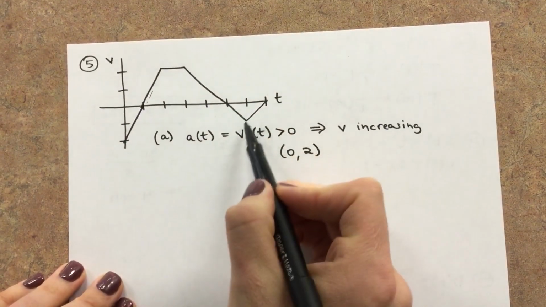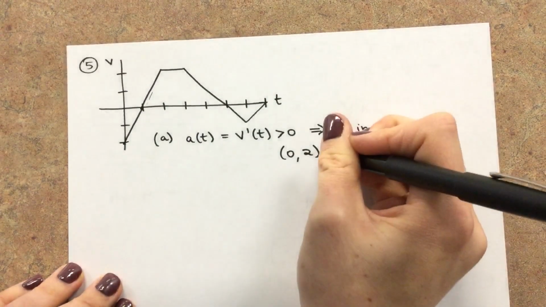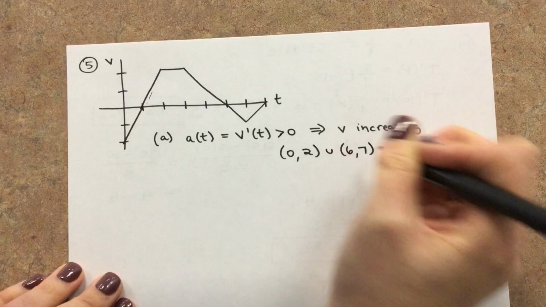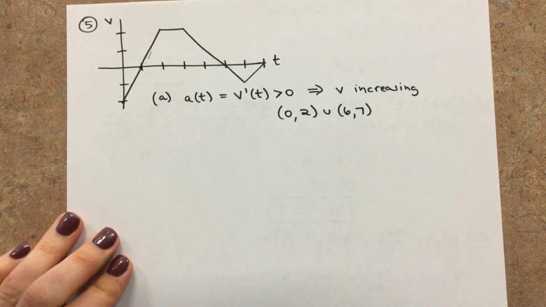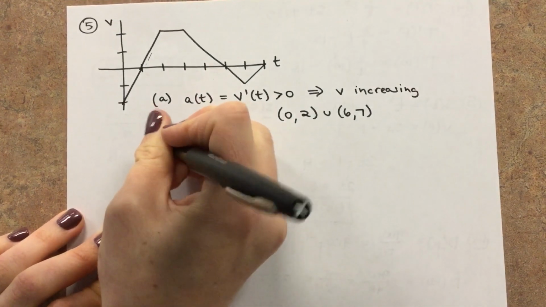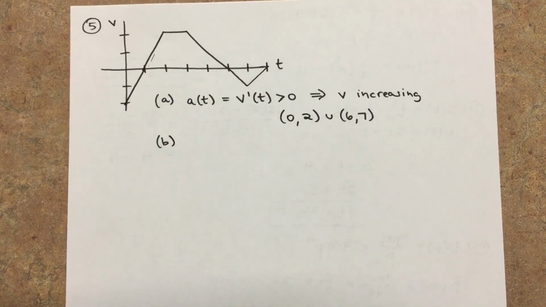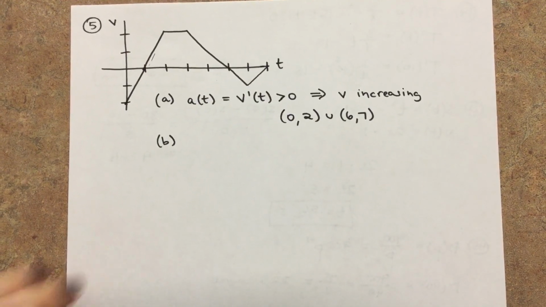Not here, not here. Then it happens again here on the interval from 6 to 7. You can do interval notation, that's my preference, or you can do inequalities, it doesn't matter at all. Letter B, what is the acceleration at t equals 4?